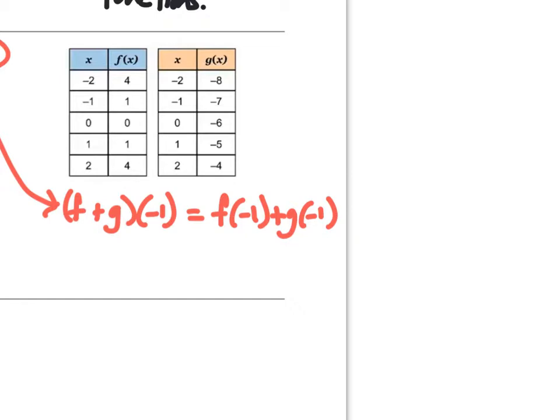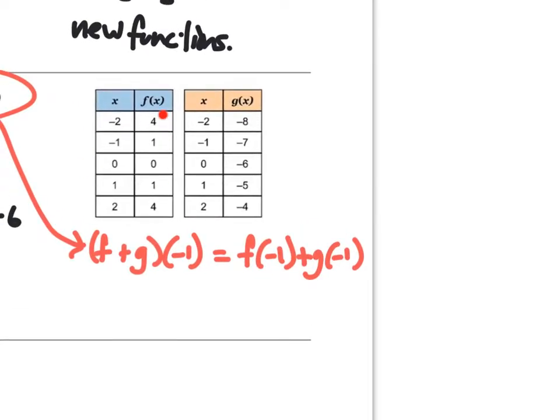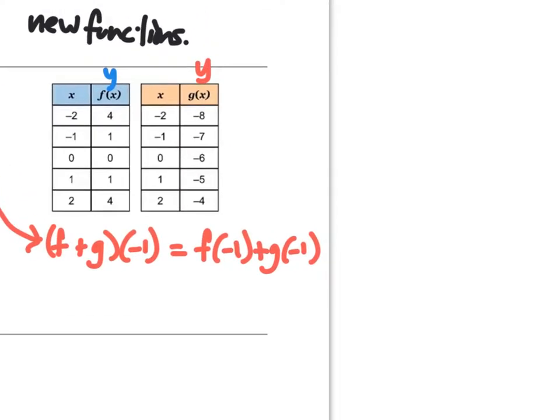Now remember, this table of values here is x values and y values for the function f. I'm going to put a y up here. Then over here, in this column, this is the other function g. Here are the x values, and here are the y values on that function g. So I'm going to put y values here. As a result, I want to answer the question: what's f of -1?